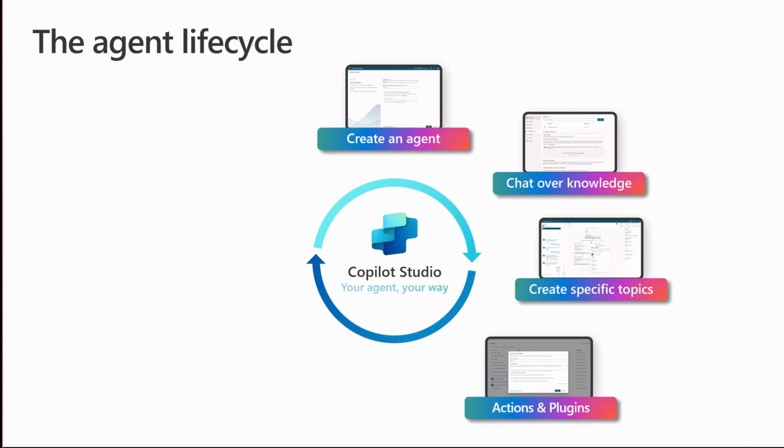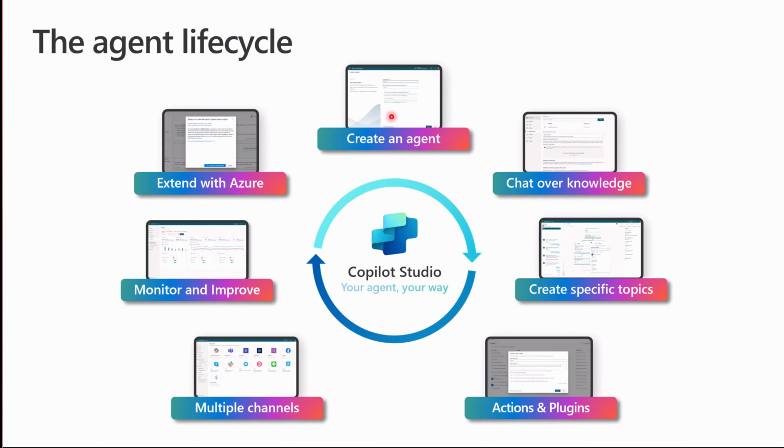Let's talk about the agent lifecycle. Let's start with the very first step: create an agent. In Copilot Studio, you begin by designing the framework of your agent. This includes specifying the agent's purpose, the tone of the agent, and core functionality. Think of it as defining the personality and role of your agent.